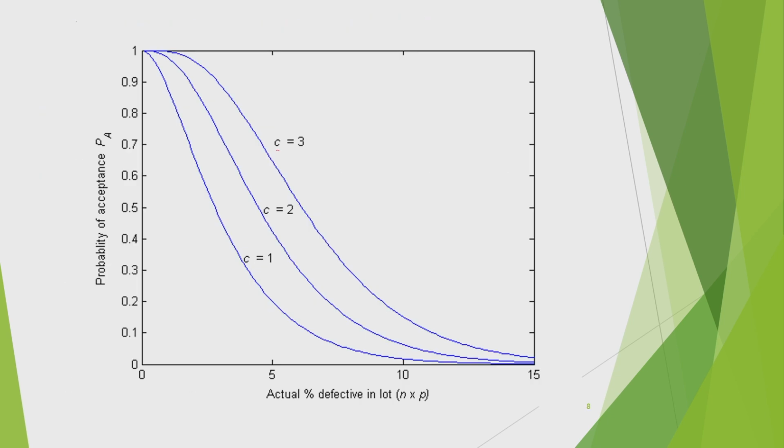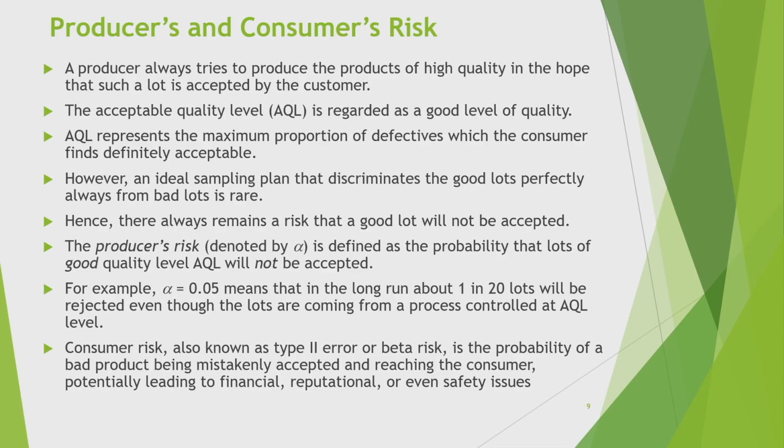As I discussed, both the parties will fight, because the manufacturer would like his lot to be accepted, and the purchaser will be very strict and will ensure that if there is a high number of defects, the lot should not be accepted. So naturally they make a compromise, and both the parties are ready to accept some risk. What are those things? We say producer's and consumer's risk. The purchaser is called the consumer and the manufacturer is the producer.